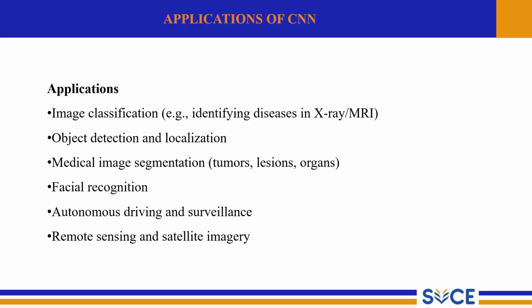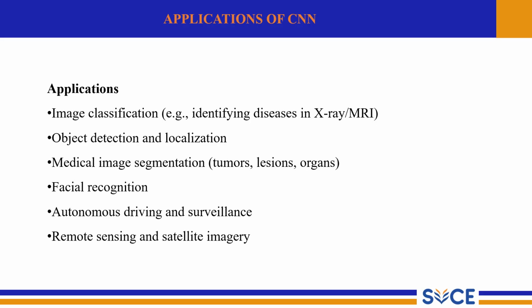Object detection and localization. CNNs can not only recognize objects but also locate them in an image. This is used in applications like self-driving cars or security systems. Medical image segmentation. CNNs help segment important structures such as tumors, lesions, or organs in medical images. This is essential for diagnosis and treatment planning.